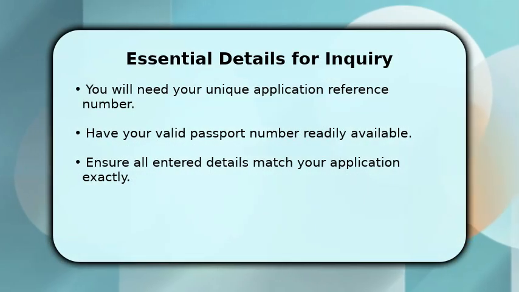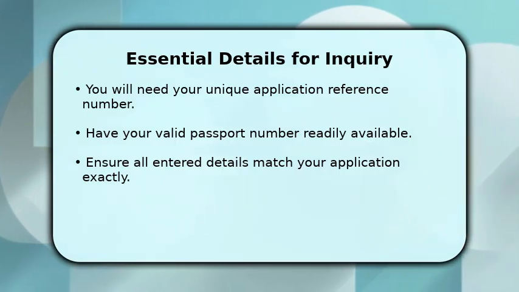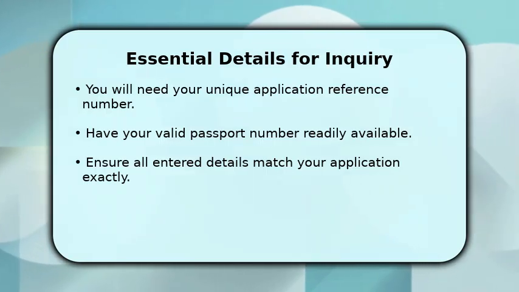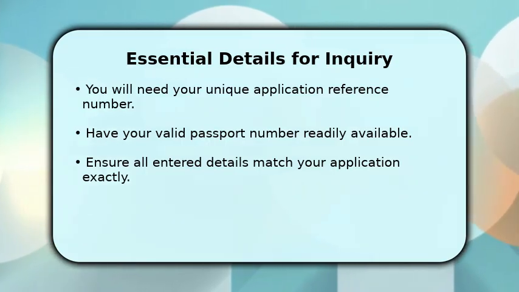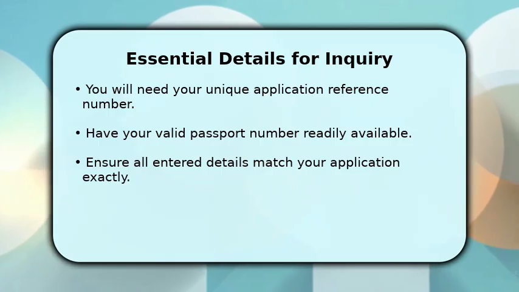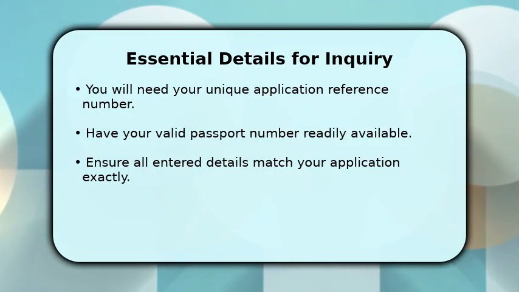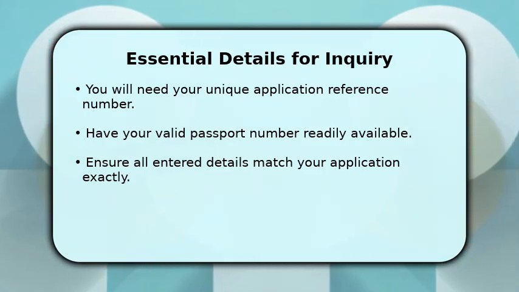To successfully check your visa status, you will need two key pieces of information. First, your application reference number, which was given to you when you initially applied. Second, your valid passport number. It is vital that these details are entered precisely as they appear on your application and passport. Any discrepancies, even minor ones, could prevent you from accessing your status, so double-check everything before submitting.